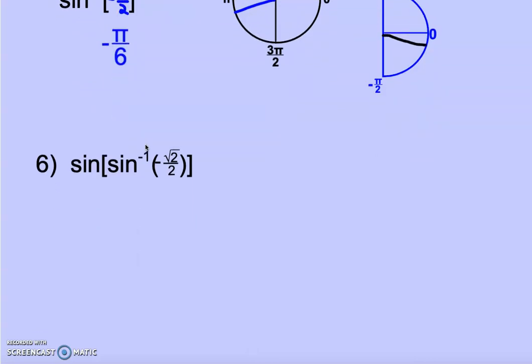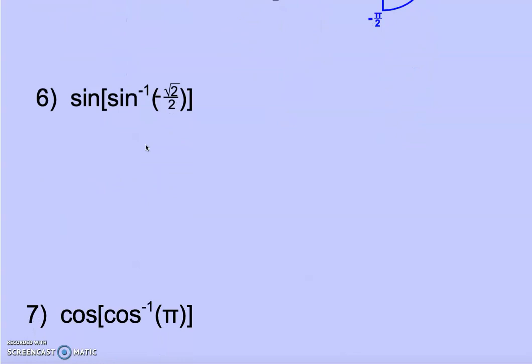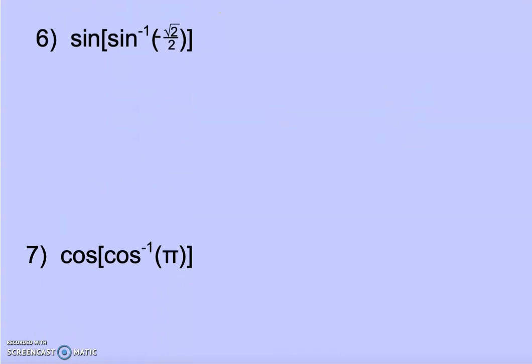Let's do just a couple more. Number 6, ooh, this looks like a doozy. It's not. This time we're taking the sine of the inverse sine of negative radical 2 over 2. So we start out innermost set. Inverse sine. Well, anytime it's an inverse function, we're not going to use the entire unit circle. We're going to use one of our restricted values. And inverse sine is the unit taco. Now, inverse sine is negative. So that's going to be down here in quadrant 4.